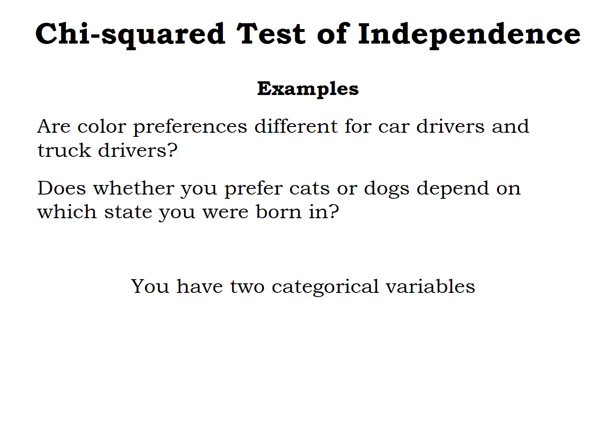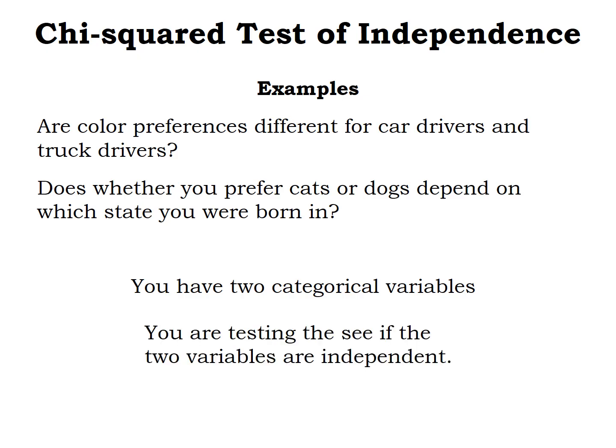In the first case, we have the color of the vehicle. That's one of our categorical variables. And the other one is if they drive a car or a truck. Now, in the second question, we have preferences, cats or dogs. That's one categorical variable. And the other one being the state you were born in. Okay, so we need two categorical variables.